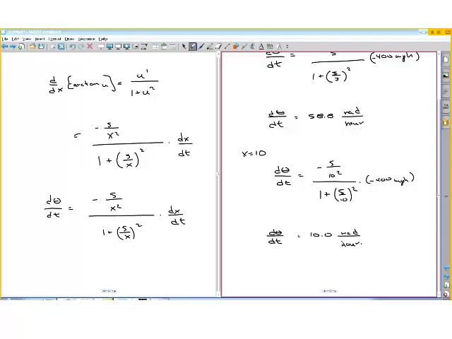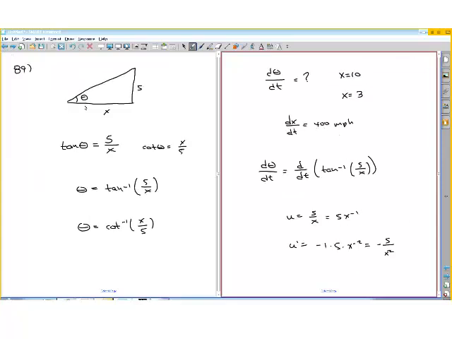Now, normally you'd think about seconds, so let's just divide that by 3,600 seconds per hour. It's pretty small, 0.004 radians per second. You can multiply by 180 divided by pi to get degrees, so you get 0.255 degrees per second. Okay, so that's it.